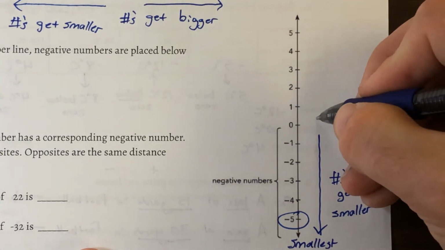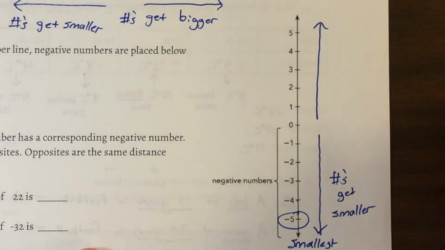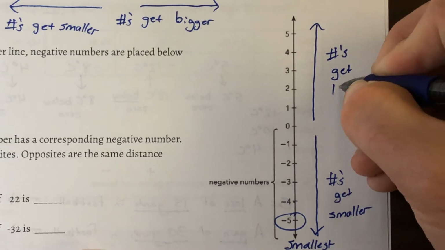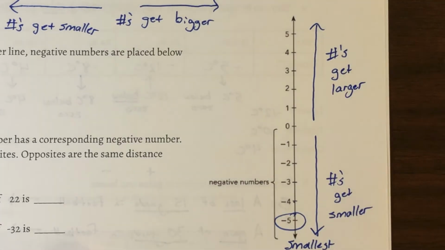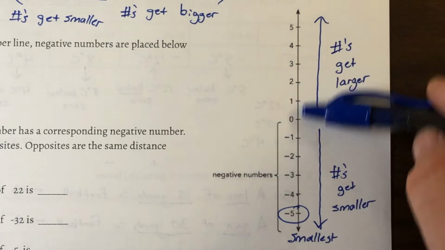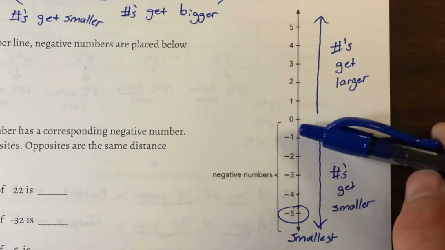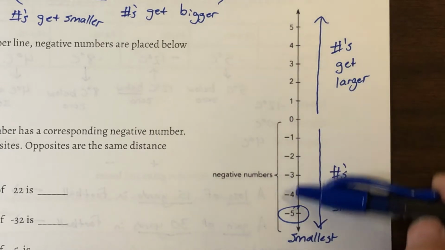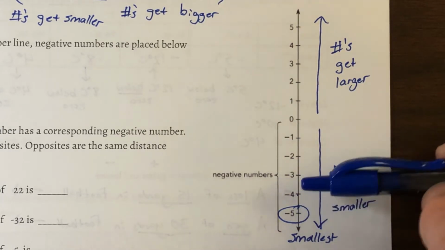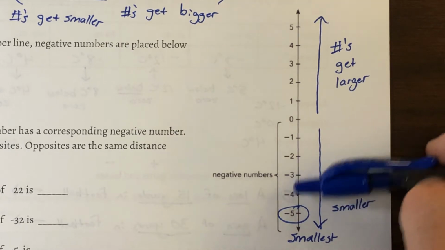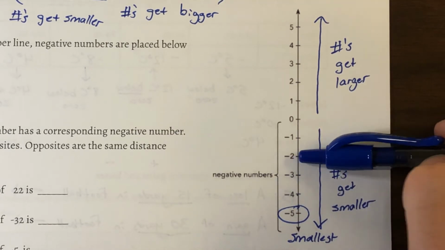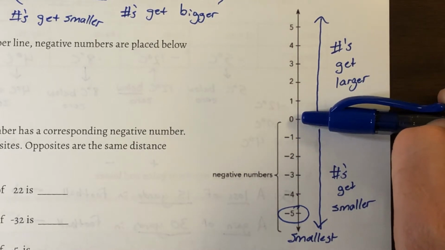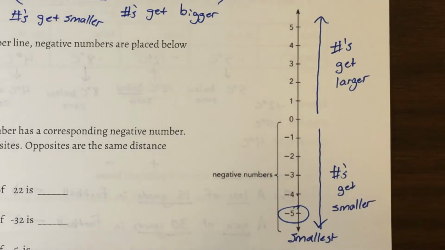Going in the opposite direction, you have your positive numbers. As you go up on a vertical number line, the numbers get larger. Again, the numbers have an opposite effect. I know this looks like a 5, but it's not a 5. It's a negative 5. That's 5 below 0. So negative 5 is smaller than negative 4. Negative 4 is smaller than negative 3. Negative 3 is smaller than negative 2. Negative 2 is smaller than negative 1. Negative 1 is smaller than 0, which is smaller than 1, and so on.